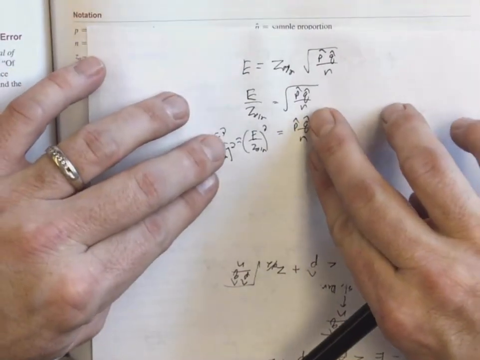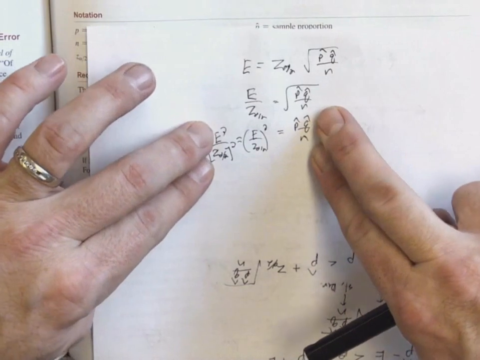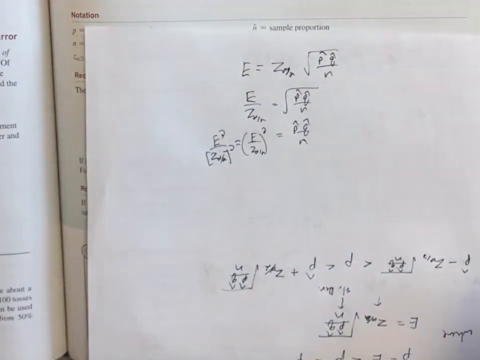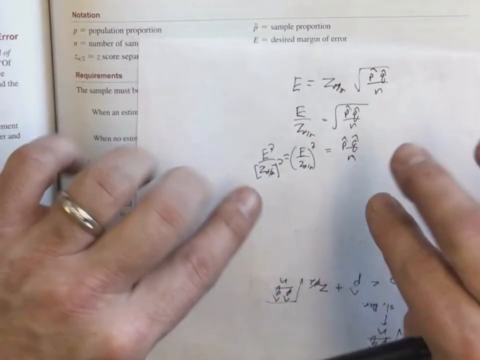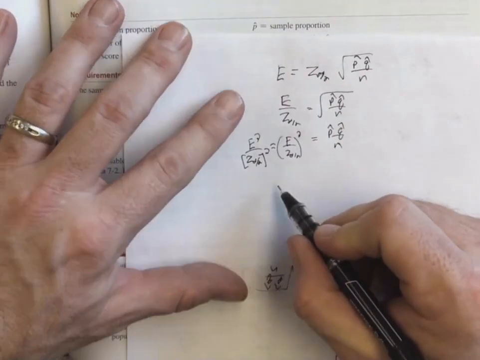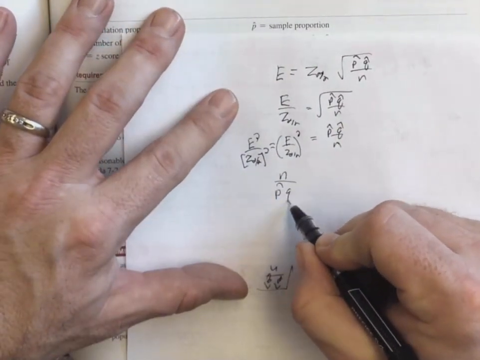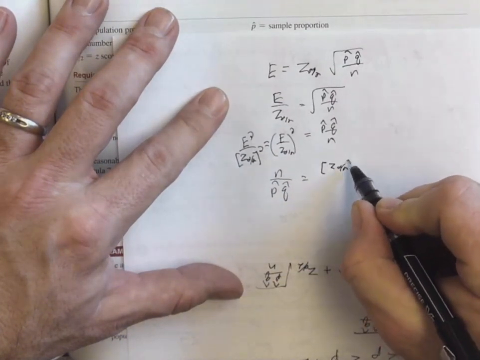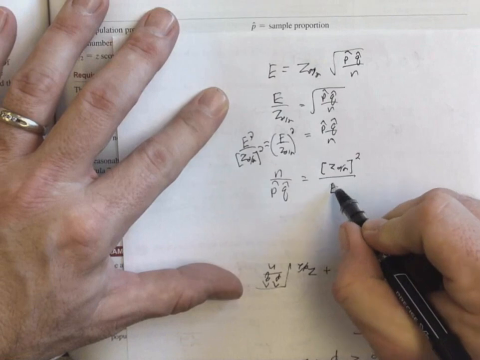So in order to solve for n, what I'd prefer is n to be on top, and since these two expressions are monomials, I can flip them over. Basically, I'm cross-multiplying, so send n over there. When I cross-multiply these expressions, you're going to get n all over p hat q hat is going to be equal to this z alpha over 2 squared, all divided by e squared.